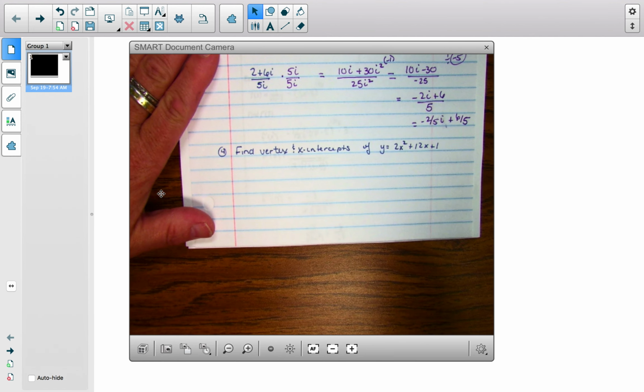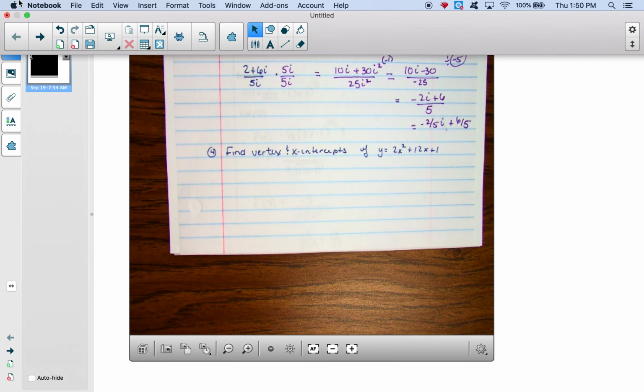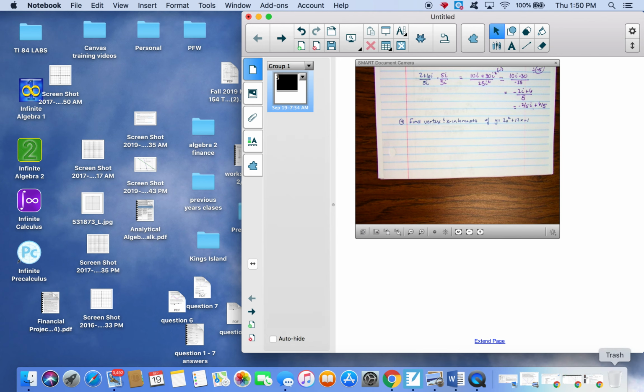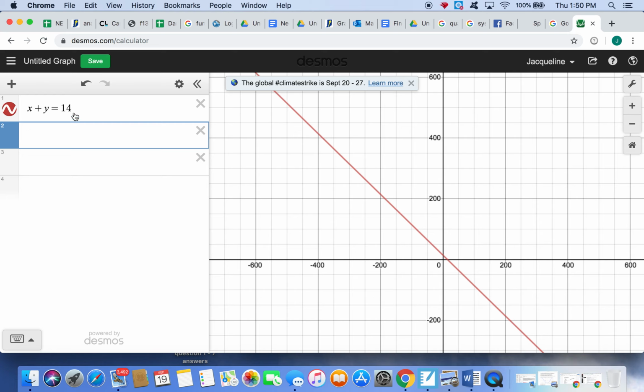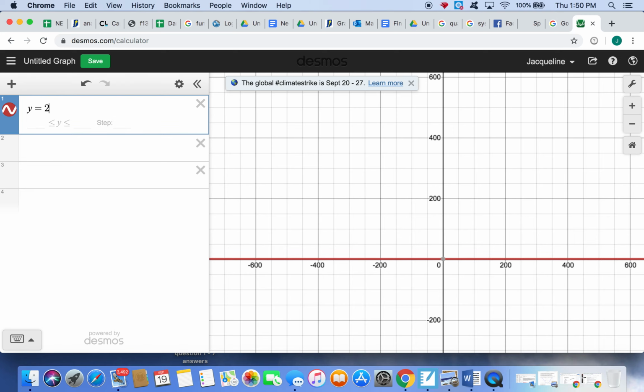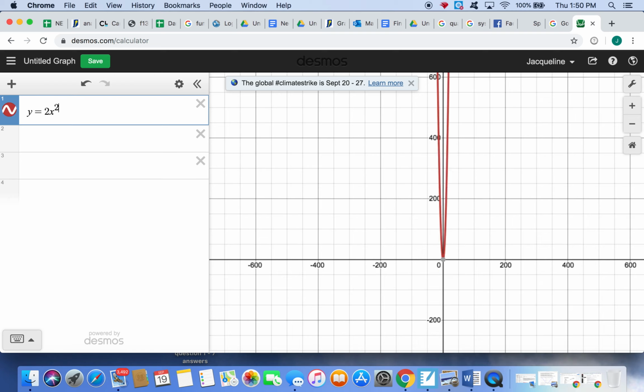Then the last one is find the vertex. You can graph this on your graphing calculator. I'm going to go ahead here and pull up Desmos. I'm going to plug that in right here. y equals 2x squared plus 12x plus 1.